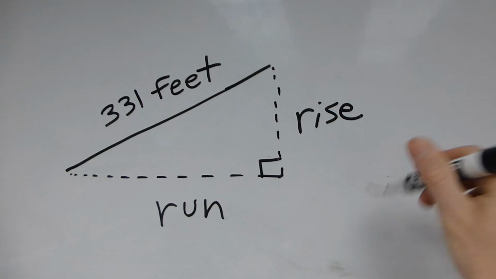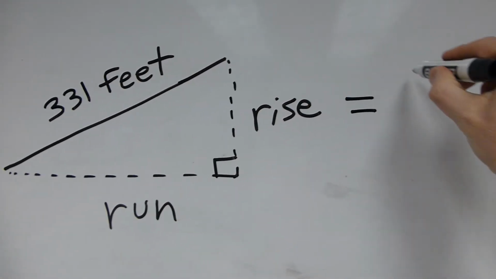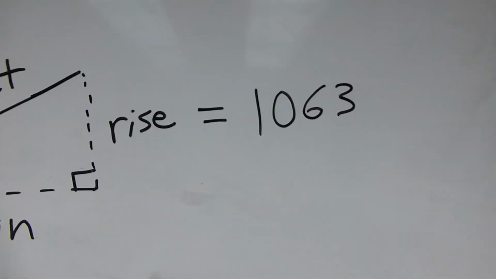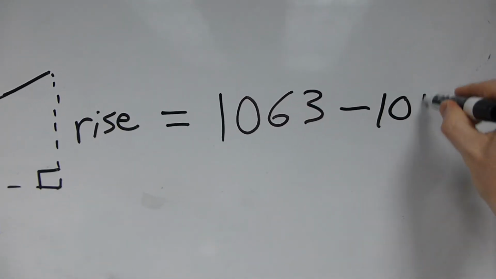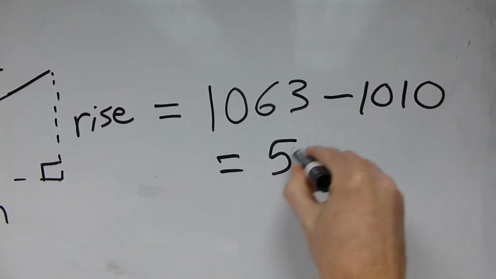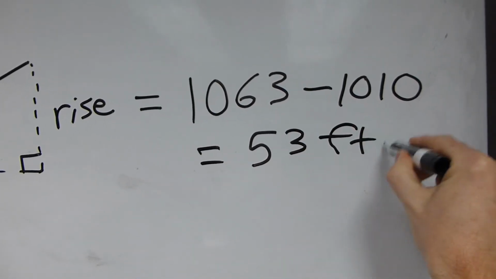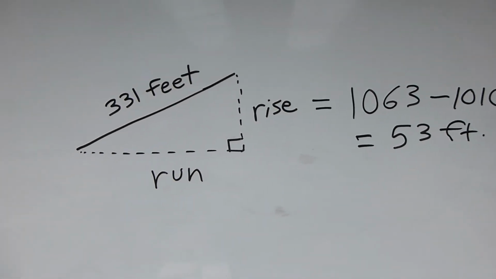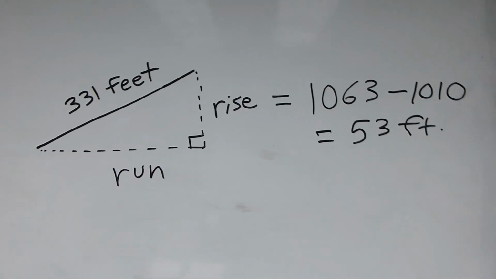So the rise of the street is actually going to be the higher elevation, 1063, minus the lower elevation. Wouldn't that give you the rise? And that's 53 feet. Okay, so that's a height or feet. All right, that's step 8, writing that down.